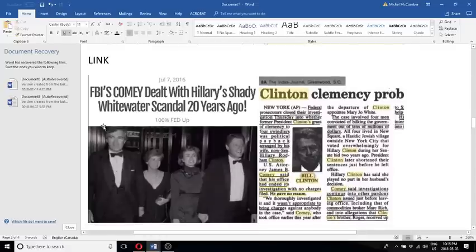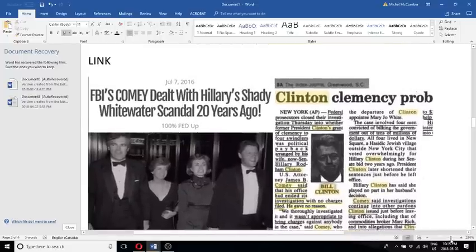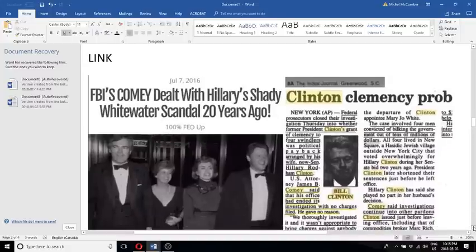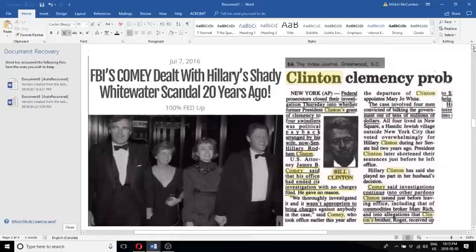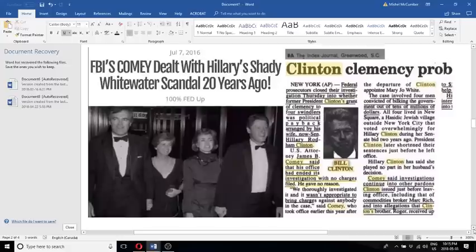Okay, now, here's something else I grabbed. FBI's Comey dealt with Hillary's shady Whitewater scandal 20 years ago. Let's just make this a little bigger so you people on your tiny little phones can see it. Federal prosecutors closed their investigation Thursday into whether former President Clinton's grant of clemency to 4 swindlers was political payback arranged by his wife, now Senator Hillary Rodham Clinton. Now, when was this? Let me see if I can grab a date on this. Well, this says July 7th, 2016, but, well, I guess that must be the date.